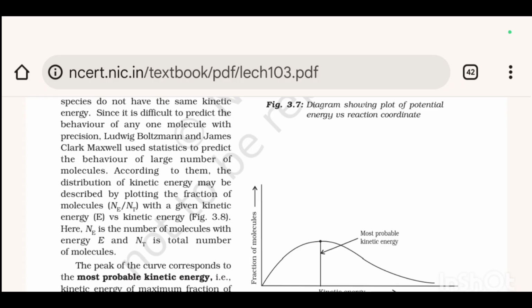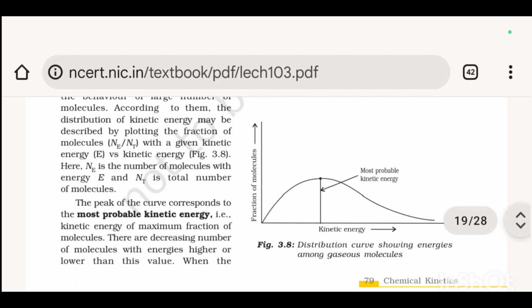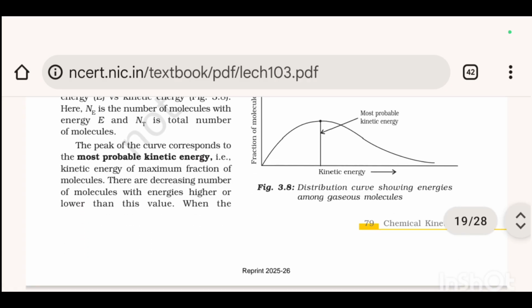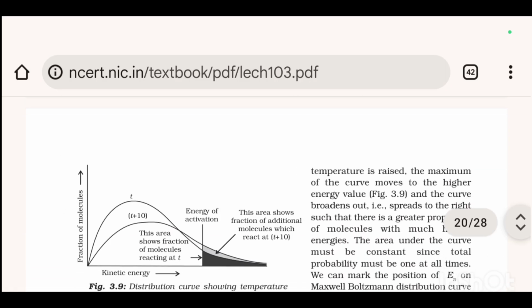Here, Ne is the number of molecules with energy E and Nt is the total number of molecules. The peak of the curve corresponds to the most probable kinetic energy, that is, the kinetic energy of the maximum fraction of molecules. There are decreasing numbers of molecules with energies higher or lower than this value. When the temperature is raised, the maximum of the curve moves to the higher energy value and the curve broadens out, that is, spreads to the right, such that there is a greater proportion of molecules with much higher energies. The area under the curve must be constant since total probability must be 1 at all times.